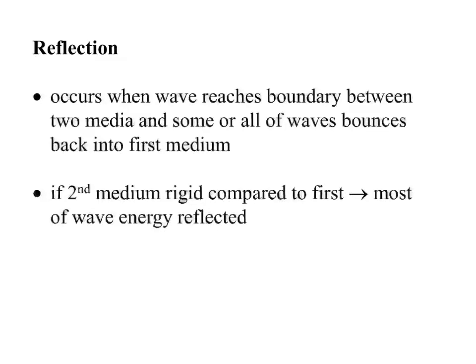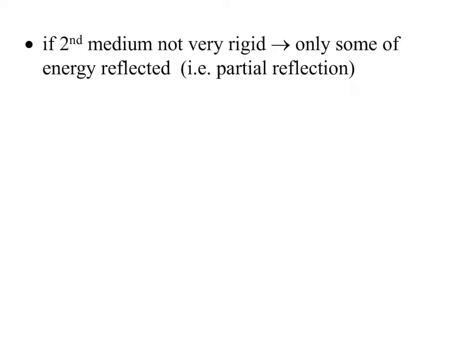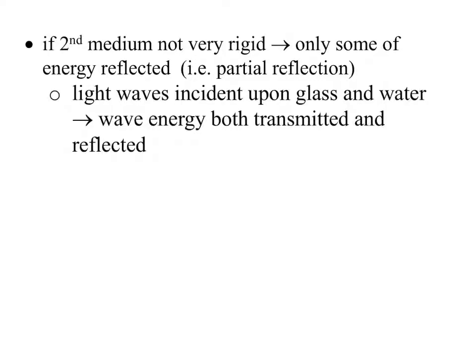So if the second medium is very rigid compared to the first, then most of the wave energy is reflected. So for example, if your light waves are incident upon metal, then the reflected wave has almost the full intensity of the incoming wave. So if you look at a piece of metal, you'll see most of your reflection back in that. If the second medium isn't as rigid, then only some of the energy is reflected. So this is when your light waves are incident upon glass, water, things like that. So we have some wave energy being transmitted through the glass or through the water, but then some of it's also reflected back to you, which is why you don't see as good of a reflection of yourself in glass or water.